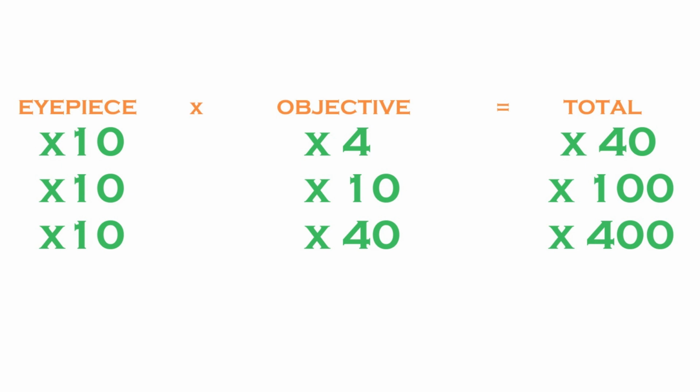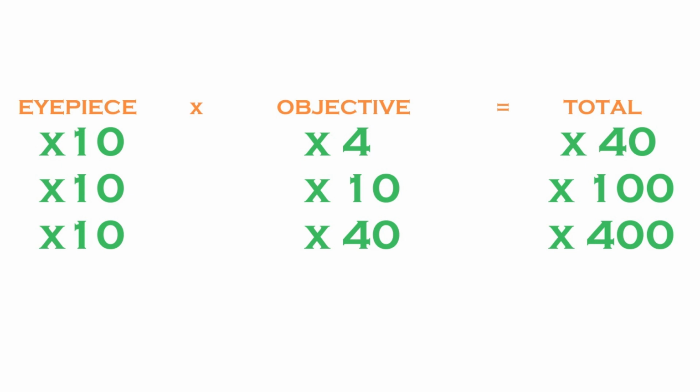If the eyepiece is times 10 and the objective lens is times 4, the total magnification is times 40. If the eyepiece is times 10 and the objective lens is times 10, then the total magnification is times 100. If the eyepiece is times 10 and the objective lens is times 40, then the total magnification is times 400.